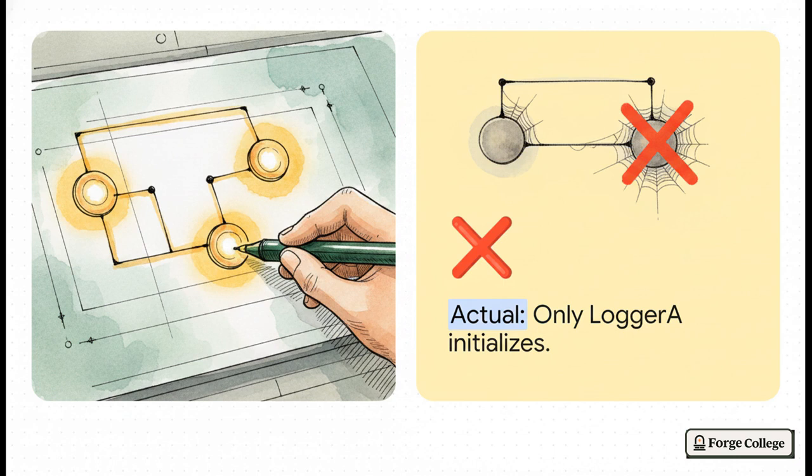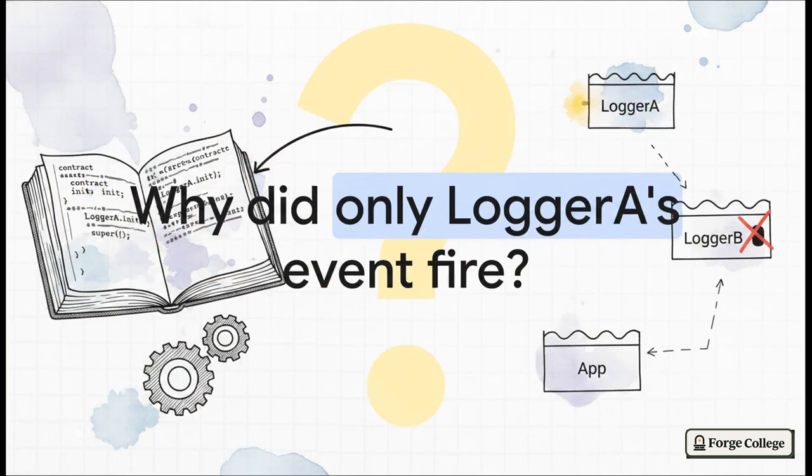Our intended behavior was that both LoggerA and LoggerB would run their init functions and emit their logs. But if you look at the actual behavior, only LoggerA initializes. LoggerB is completely silent. It's literally like we hired two employees and only one actually bothered to clock in for the shift. So the absolutely crucial question here is why? Why did only LoggerA's event fire?